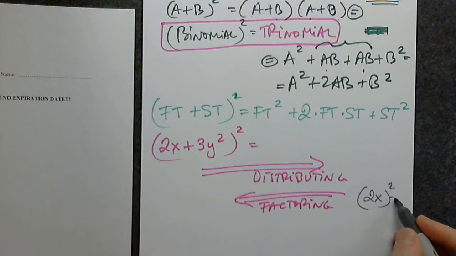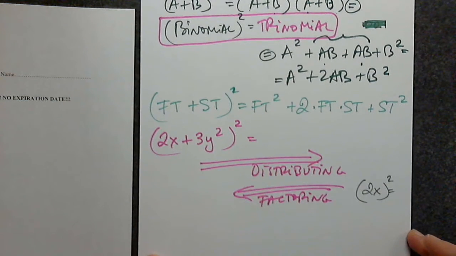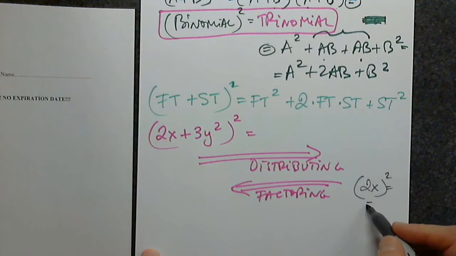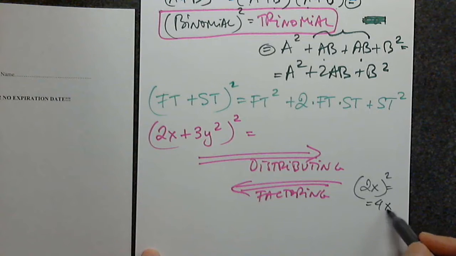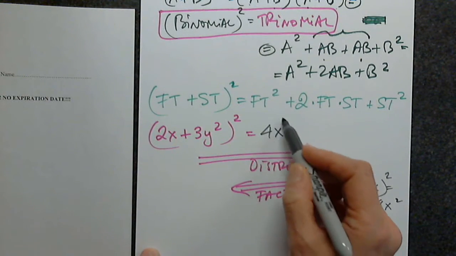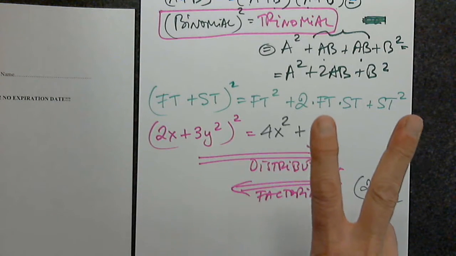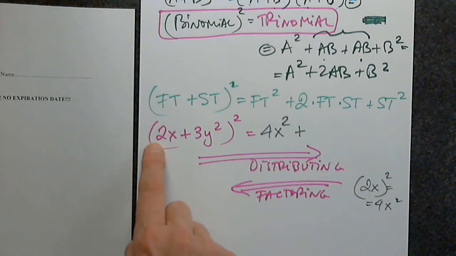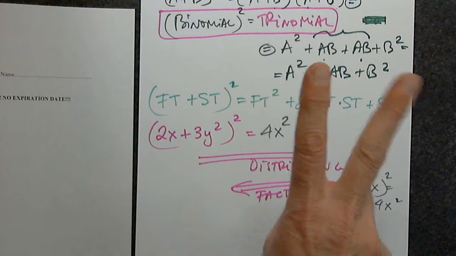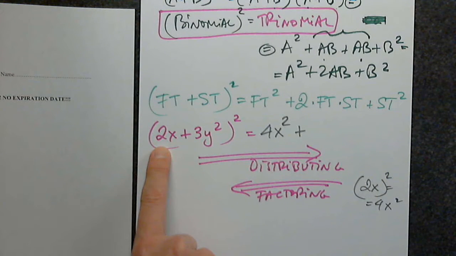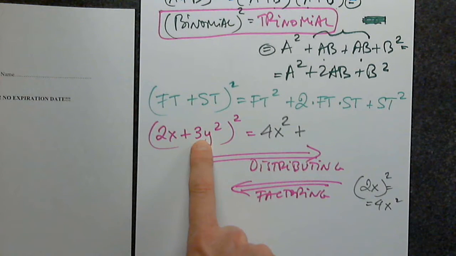Yes. What will this be? Is it 2x? I have to square both factors. So this will be 4x squared. Very good. I completely agree. Plus. Remember the 2. I have to multiply 2 by 2. 2 times 2, 4, times 3.